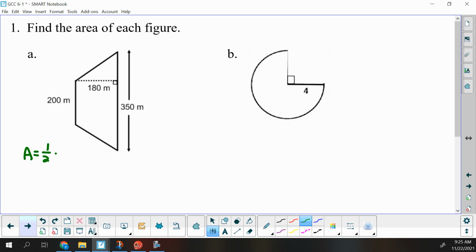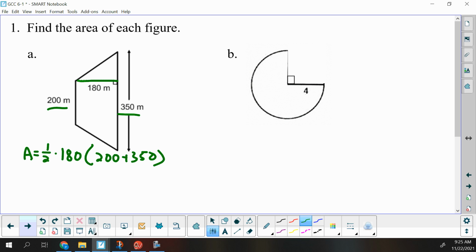So in this case, the height of our trapezoid would be right here. Notice it's forming a right angle, so 180. Then we'll have parentheses. Next, we'd want to do base 1 plus base 2. We've got our two bases here and here. It doesn't matter which one you make base 1 and base 2. So we'll just do 200 plus 350.